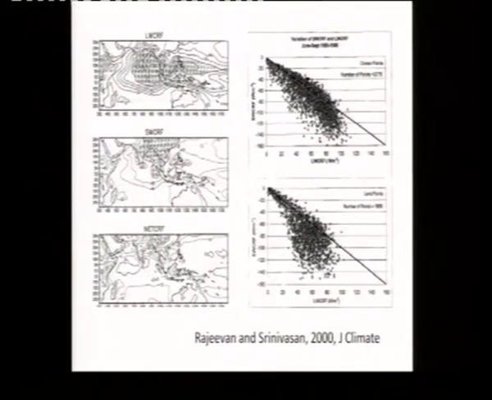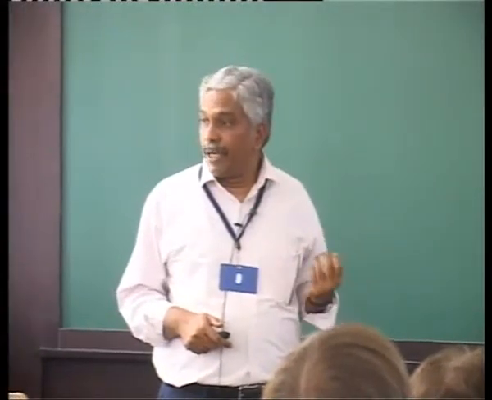Over the monsoon region, we find a very different pattern of cloud radiative forcing. This is from a paper I wrote with Professor Srinivasan in 2000, published in the Journal of Climate. It is based on Earth Radiation Budget results, 1984 to 89. When we did the analysis, we found a large negative net radiative forcing, exceeding even 30 watts per meter square, over the Bay of Bengal, North Bay of Bengal.